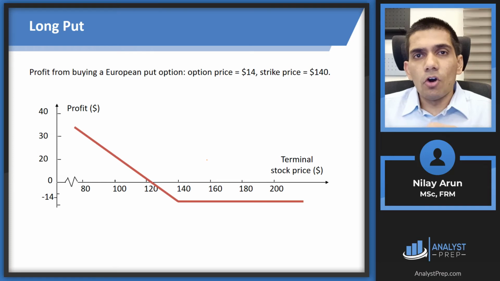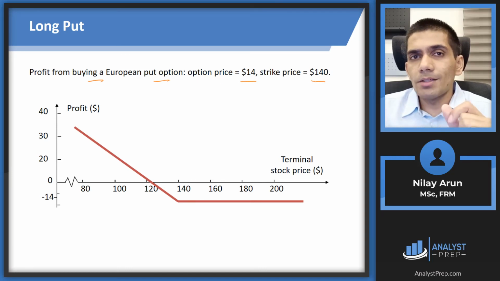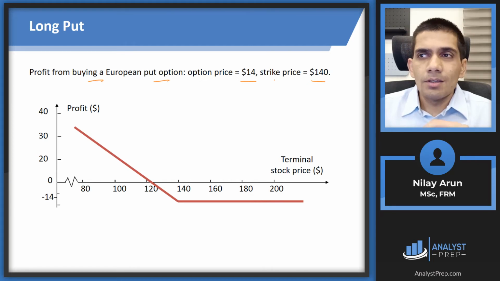Let's do the same thing for long put and short put. Now you have to calculate the profit from buying a European put option. Option price, which is the premium, is $14 and the strike price is $140. Now long put means you have the right to sell the underlying. Now when will you exercise that right? If the market price is going up, you're not going to use this option because you'd rather sell in the market. So this option will become valuable when the market price starts falling.